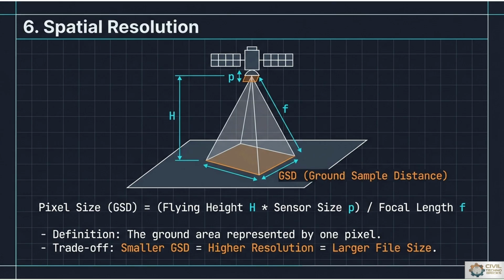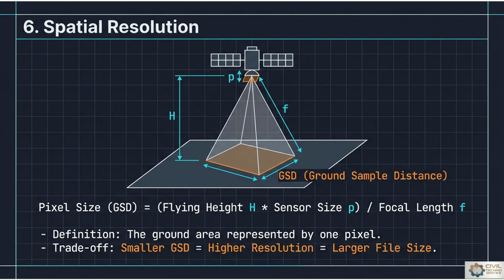Spatial resolution, which is the most important concept regarding digital image processing. In remote sensing, we refer to the ground area represented by a single pixel, commonly expressed as the ground sample distance in GIS and civil engineering applications. So the pixel size depends on flying height, denoted by capital H, sensor size, denoted by small p, and focal length, denoted by small f. Where a higher flying height increases pixel size, while a larger focal length improves detailing.